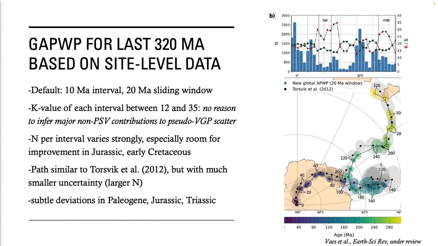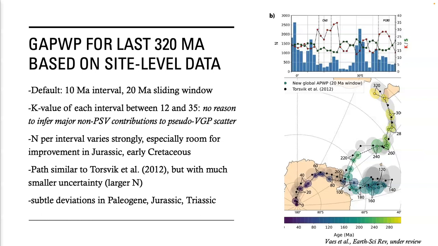These are not real VGPs, of course. But what we see is that the K value varies between about 15 and about 35, which suggests that the dominant source of scatter that we're looking at is PSV. It is interesting that in the superchrons, the scatter is much lower than outside. Whether that is a sheer coincidence or not, I don't know. But this is something that I think we'll come back to after Matt's talk.